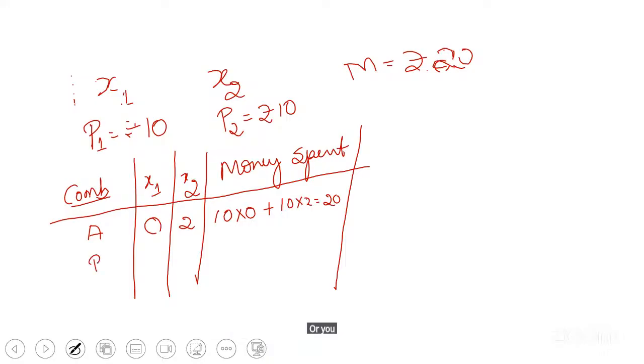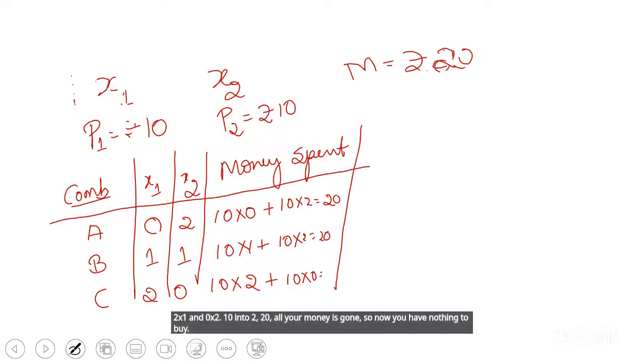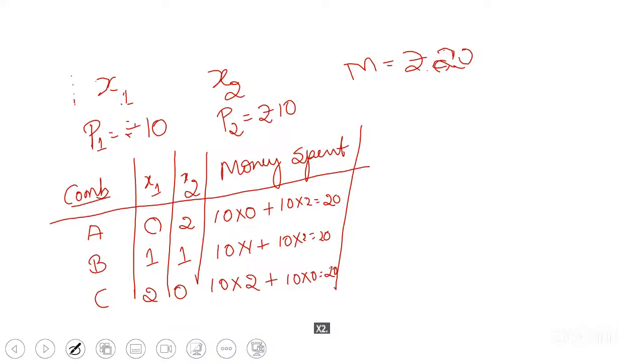Or you can go for combination B: 1 of X1, 1 of X2. 10 into 1 plus 10 into 1 is equal to 20. Or you can go for combination C: 2 of X1 and 0 of X2. 10 into 2, 20, all your money is gone. So now you have nothing left to buy X2. Am I clear? Any doubt? No, ma'am.